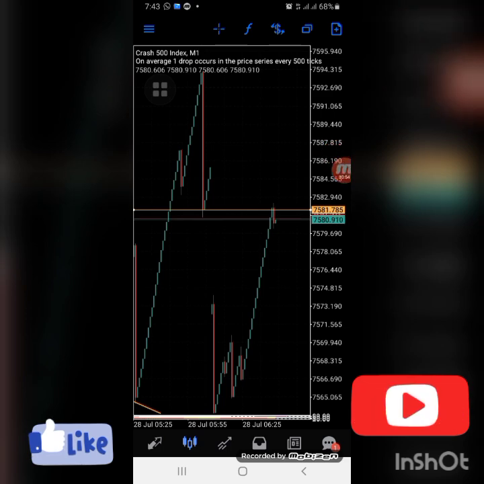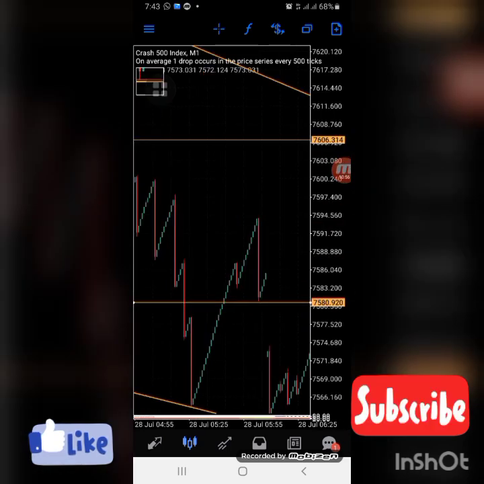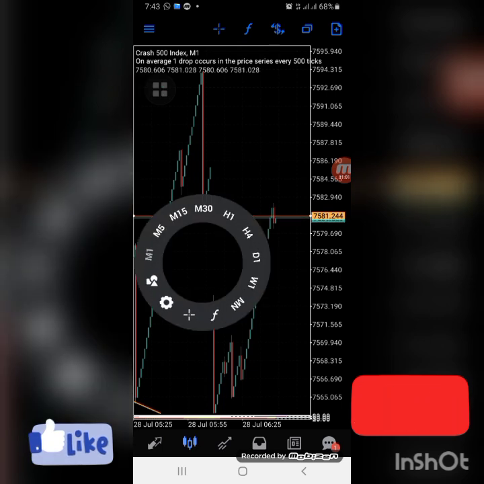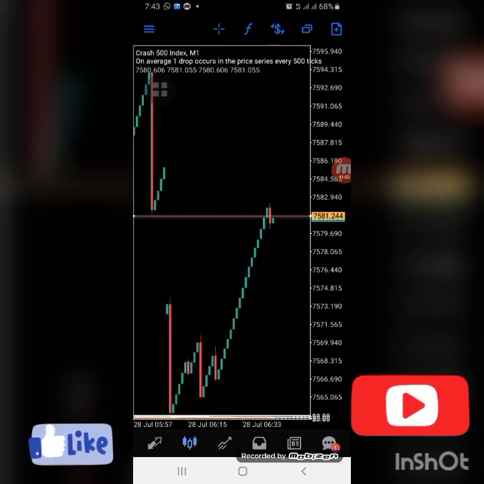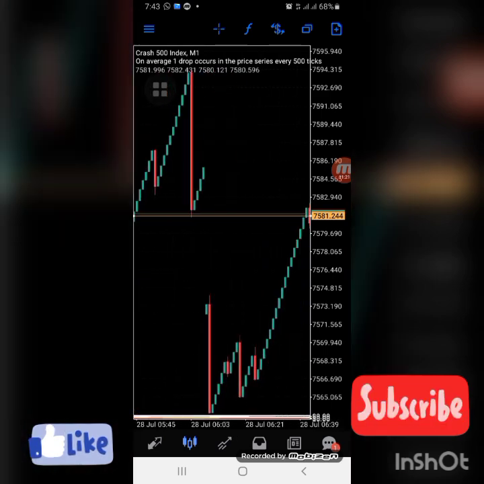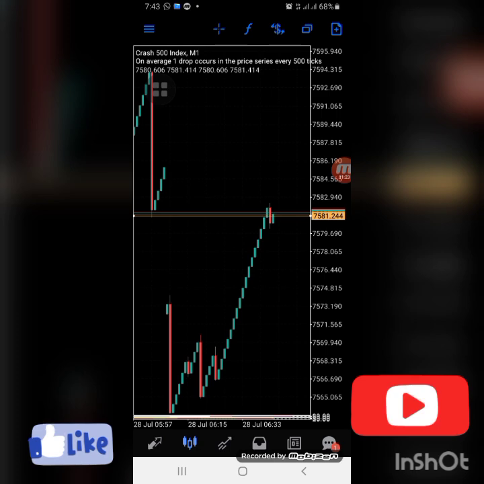So that's why you need to be very, very careful when you are trading Boom and Crash, because the charts of Boom and Crash are somehow different from other charts, even though they are all charts. Sometimes they tend to disobey some price action and all that. So that's why you trade it with caution, and you don't want to rush into it anyhow. Right, that is Crash 500.